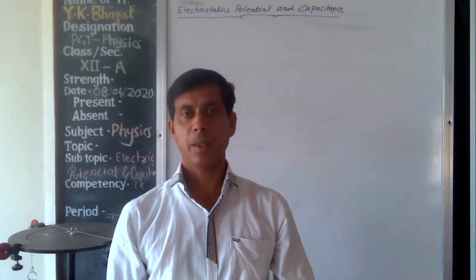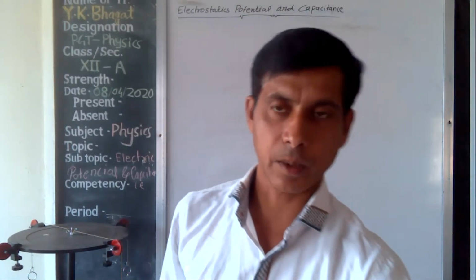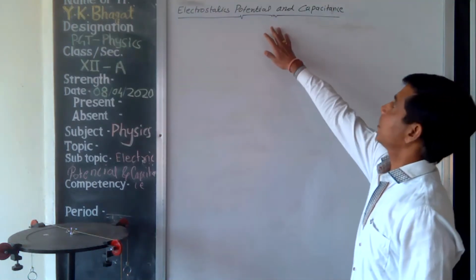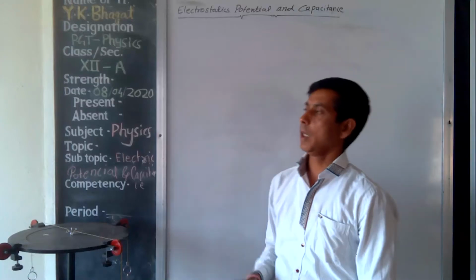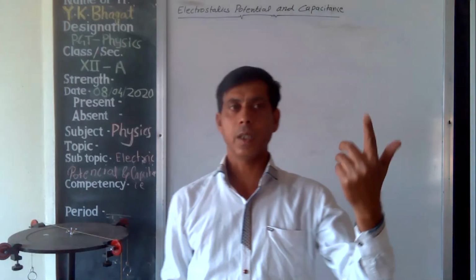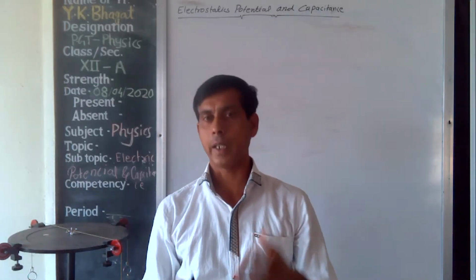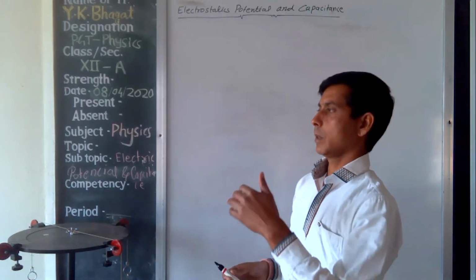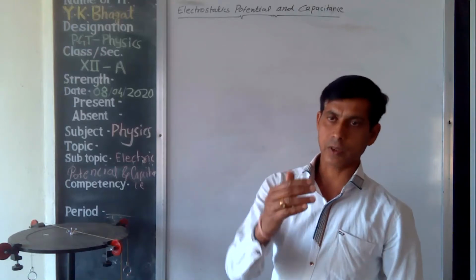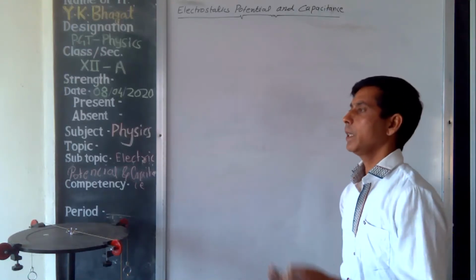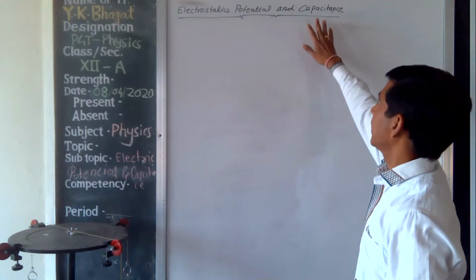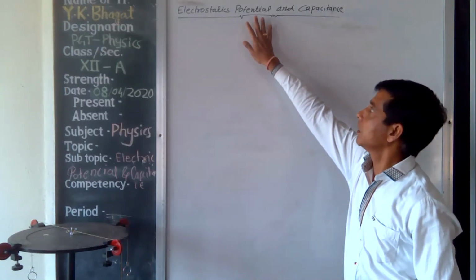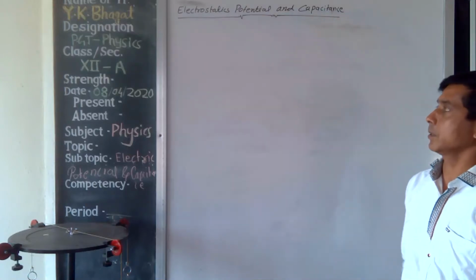Now we discuss a new chapter, the second chapter of your NCERT book. The chapter name is electric potential and capacitance. In the previous chapter we discussed electrostatic charge and its properties. Now we discuss what potential is developed due to this charge and what the effect of charge on capacitance is. In this chapter we mainly discuss potential and capacitance.